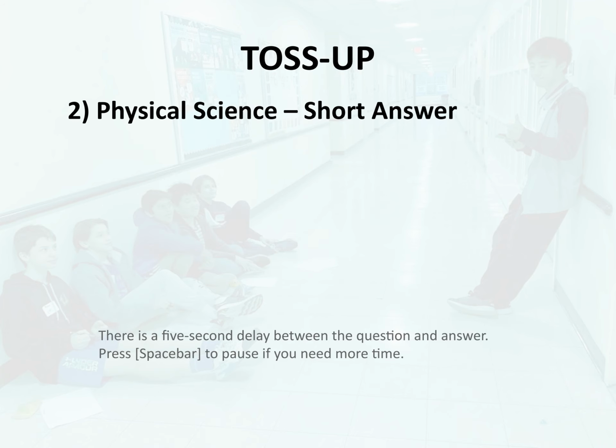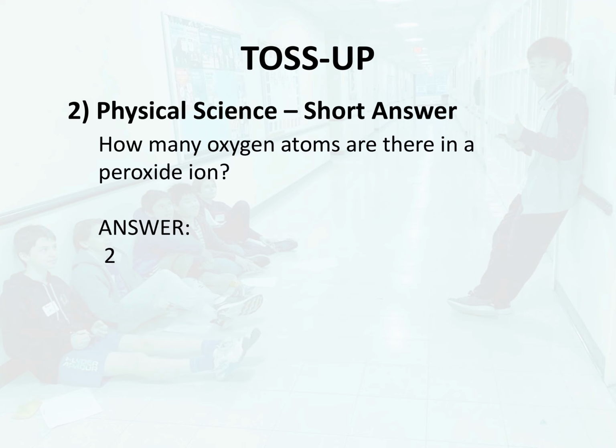Toss-up 2. Physical science, short answer. How many oxygen atoms are there in a peroxide ion? Answer: 2.